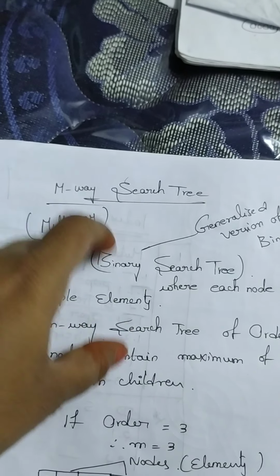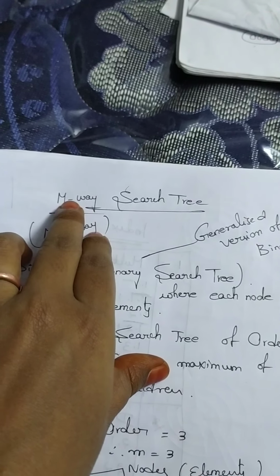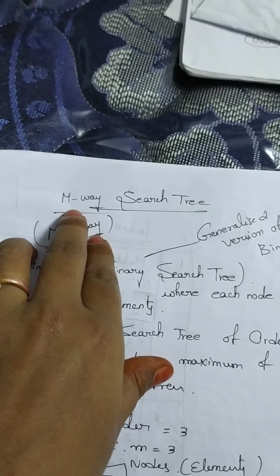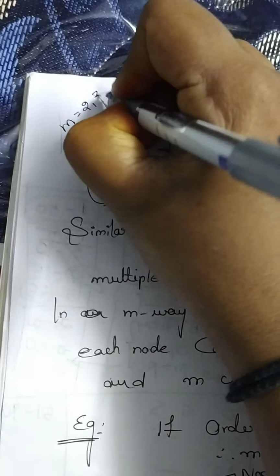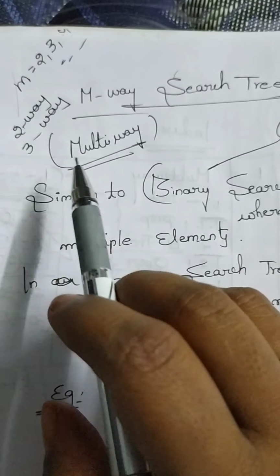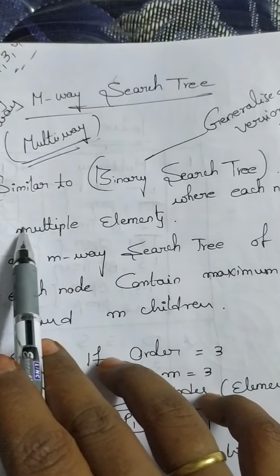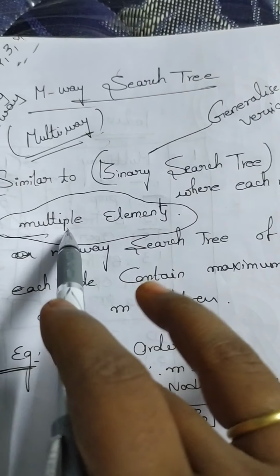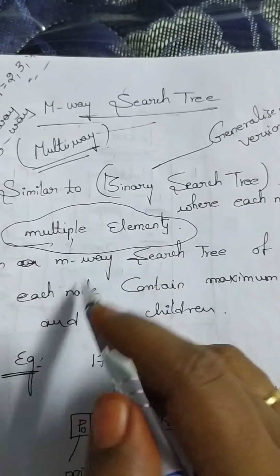It is similar to a binary search tree, but the M-way search tree has M ways. M may be 2, 3, 4, and so on. That means 2-way trees, 3-way, 4-way; what we have taken is nothing but multi-way. These are all similar to binary search trees, where each node contains multiple elements. That's why we named it multi-way search trees.